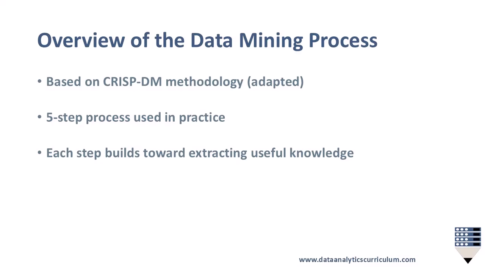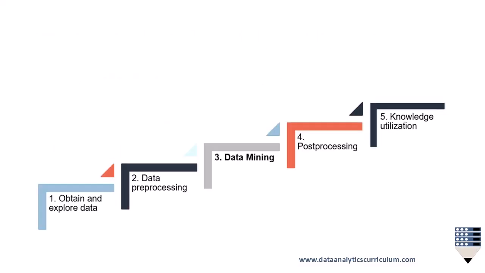Overview of the data mining process. The data mining process is based on the CRISP-DM methodology, which stands for Cross-Industry Standard Process for Data Mining. It's a 5-step, iterative process that helps us move from raw data to actionable knowledge. Each step builds on the previous one, leading to meaningful insights and better decisions. Schematic of data mining process.